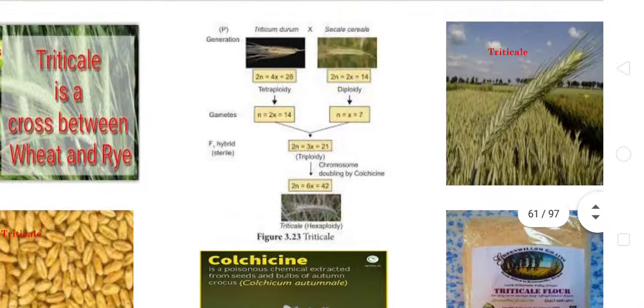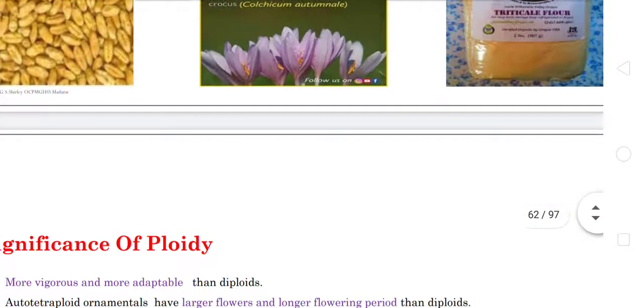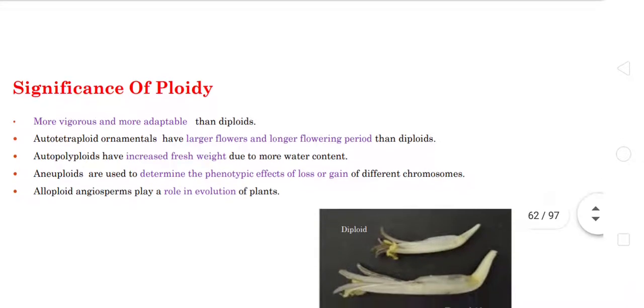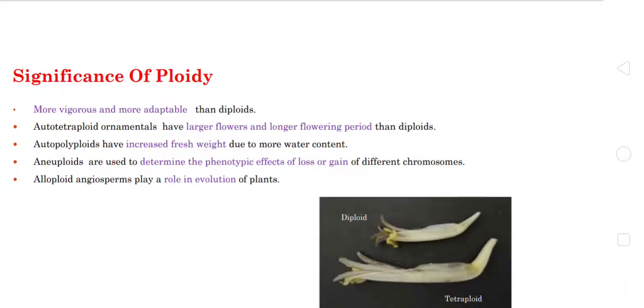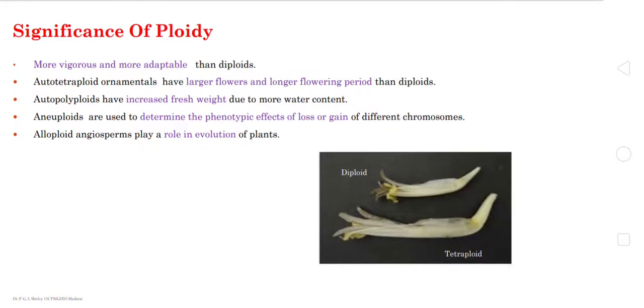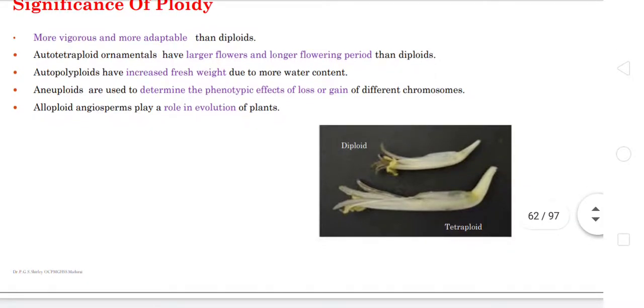And these are the products we can get from the triticale plants. And last we are going to see the significance of polyploidy. Many polyploids are more viable than diploids in nature, and they can adapt to various environmental factors. They have a very pleasant appearance in color, with large flowers, and the duration of flowering is longer when compared to the diploid. So we can use them as ornamental plants. They can increase fresh weight, having a large content of water. This can be determined by the phenotypic ratio, either loss or gain, since they differ in chromosome number. Many angiosperms are alloploids, and they play a very important role in the evolution of plant species.